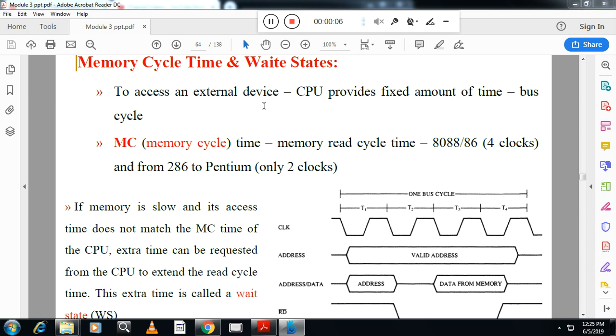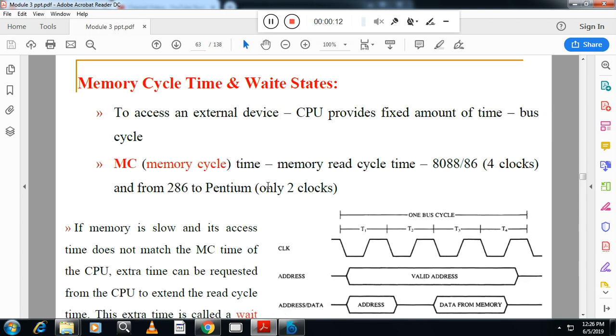So today we will see memory cycle times and wait states. To access an external device, the CPU provides a fixed amount of time, that is called a bus cycle. So what is that memory cycle time?